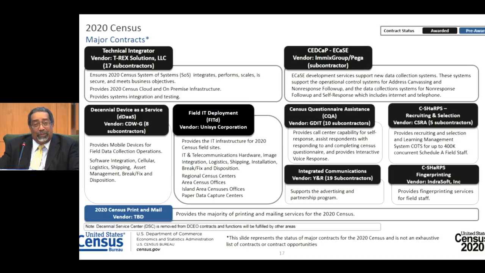At this point, I'm going to open the floor for questions before I turn it over to Autry Kaluri, who has many updates to share with you about our 2020 systems readiness. Are there any questions? Okay, thank you. Autry? Thank you, Al.